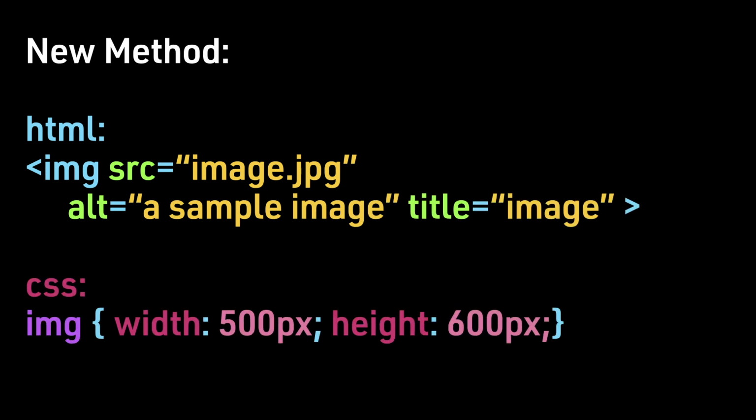New method. HTML, image, source, image.jpg, alt, a sample image, title equals image, CSS, image, bracket, width, 500 pixels, height, 600 pixels, end bracket.